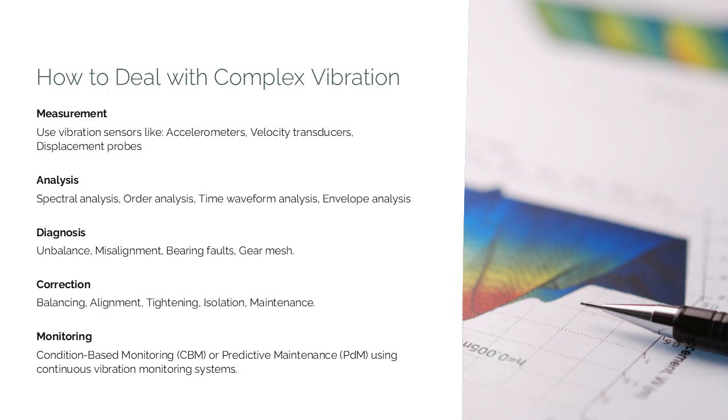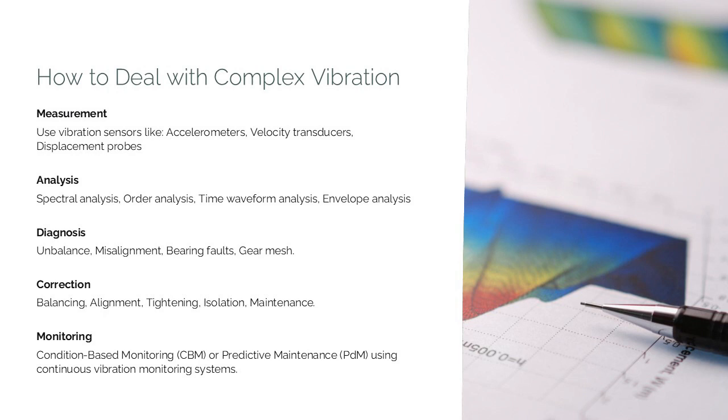Number 3, diagnosis. Match the identified frequencies with known fault frequencies. Unbalance: 1 times RPM. Misalignment: 1 times and 2 times RPM. Bearing faults: high-frequency components. Gear mesh frequency and sidebands.